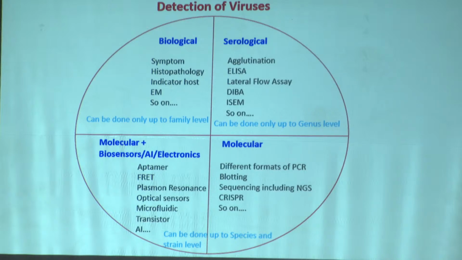Then different molecular techniques developed to understand the virus genomics, and those techniques detect the virus in a more precise way, in different formats of PCR and so on. So now we are able to detect the virus not only at the species level, but even more. And the next diagnostics are defined with AI and electronics. We can detect the viruses more precisely, and at the point of care, that we can do diagnostics.